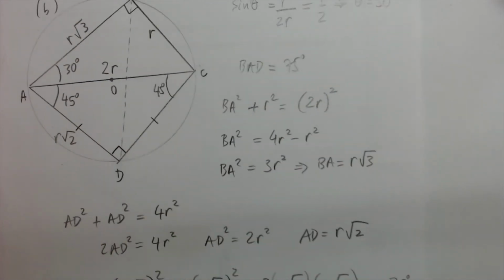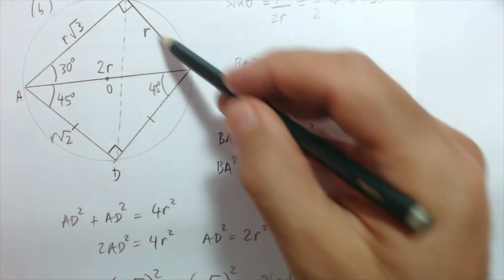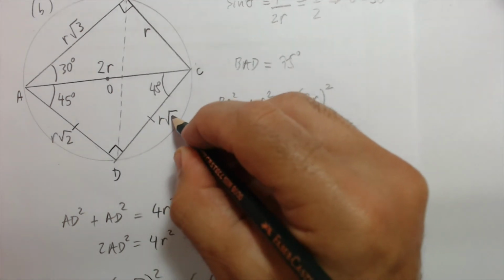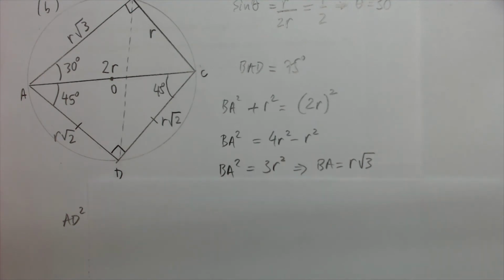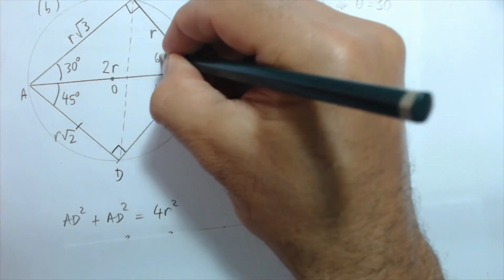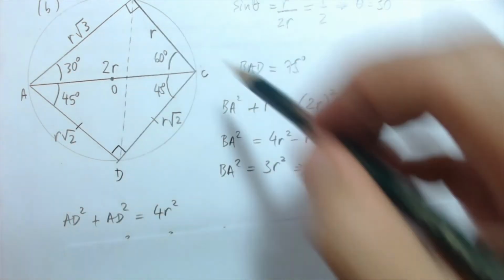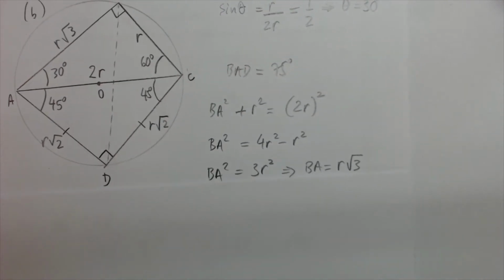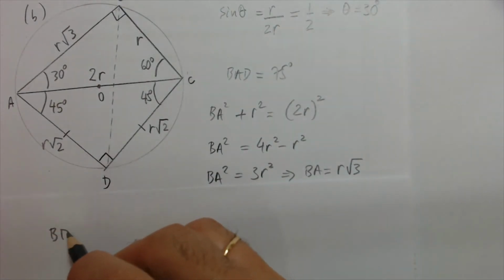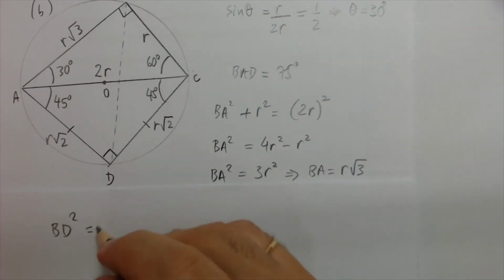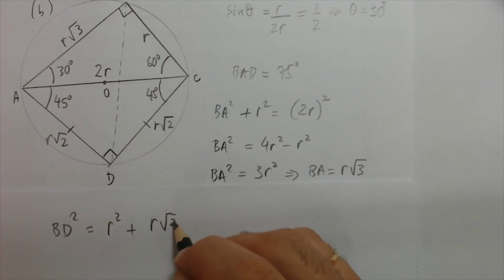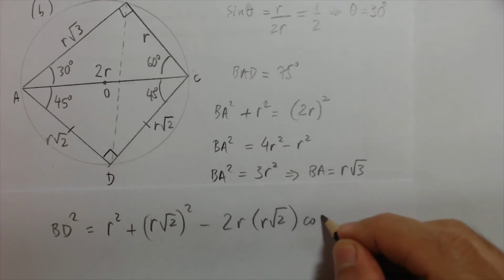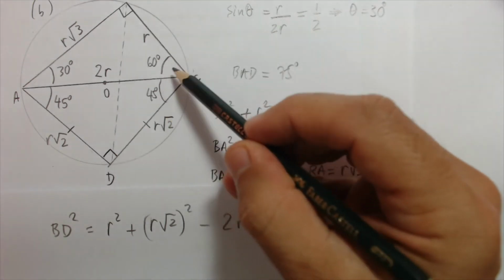So we are going to look at this triangle now. This is r. Here is r square root 2. This is also r square root 2. Then let's do it. This angle is 60 degrees because these three angles must add up to 180. So the other expression we're going to write for BD using this triangle now, BD squared is equal to r squared plus r root 2 squared minus 2 r times r square root 2 cos of 105.